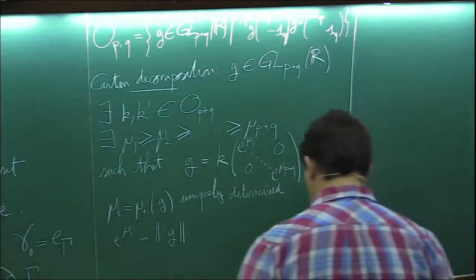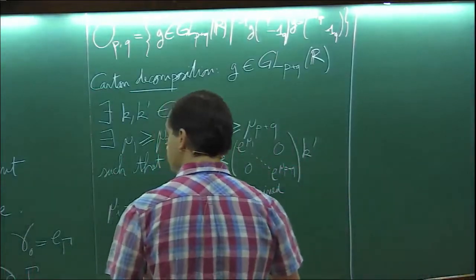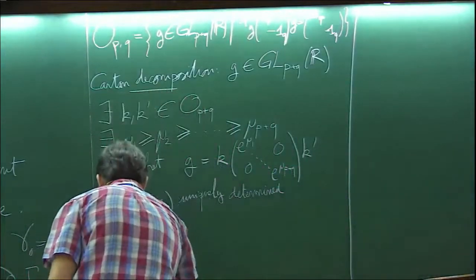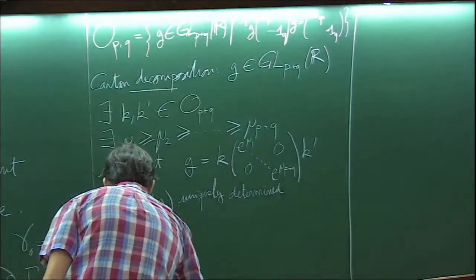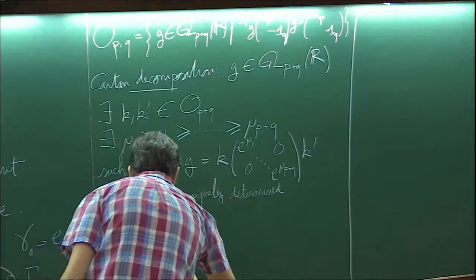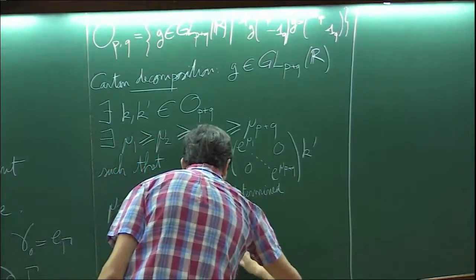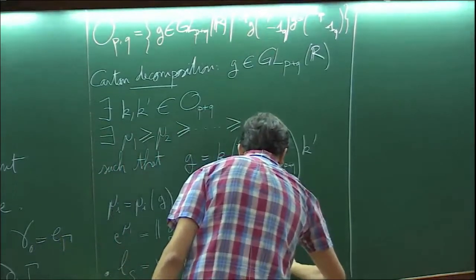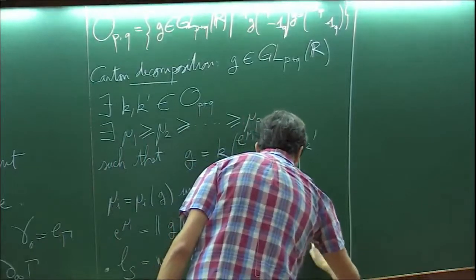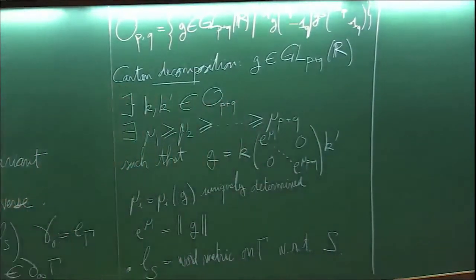X subscript S, yes. Yes. So X subscript S is the word metric on Gamma with respect to the generators S.